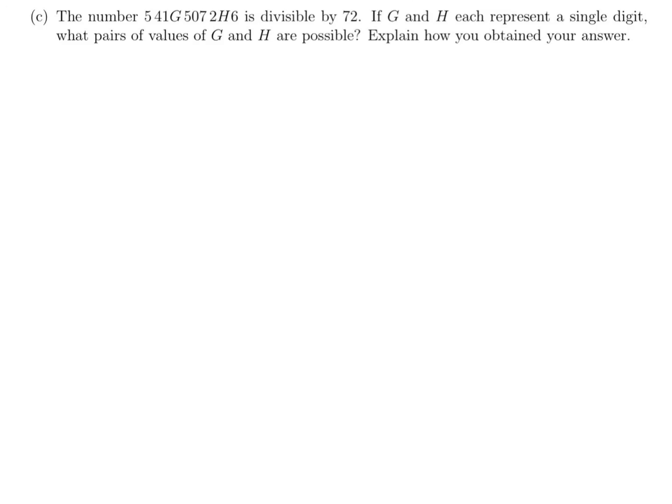Okay, well, the good news in this question is that they've helped you out with part A and part B of this question, right? Because this number now is divisible by 72. But what is 72? 72 is equal to, last time I checked, 8 times 9. So if a number is divisible by 72, it's also divisible by 8, and it's also divisible by 9. And in part A of this question, you were told that a number is divisible by 8 if the last 3 digits are divisible by 8. So in this case, that means 2H6 is divisible by 8.